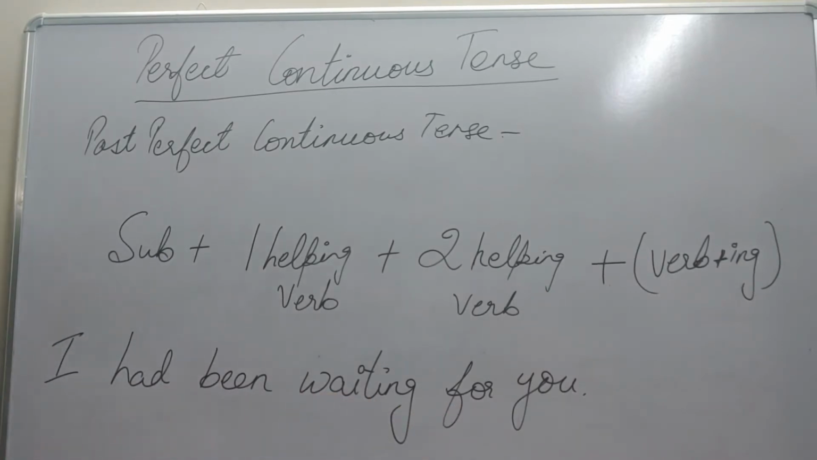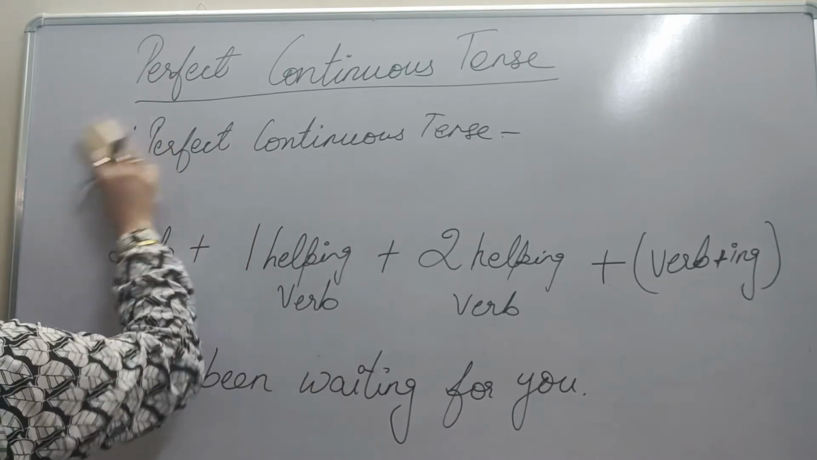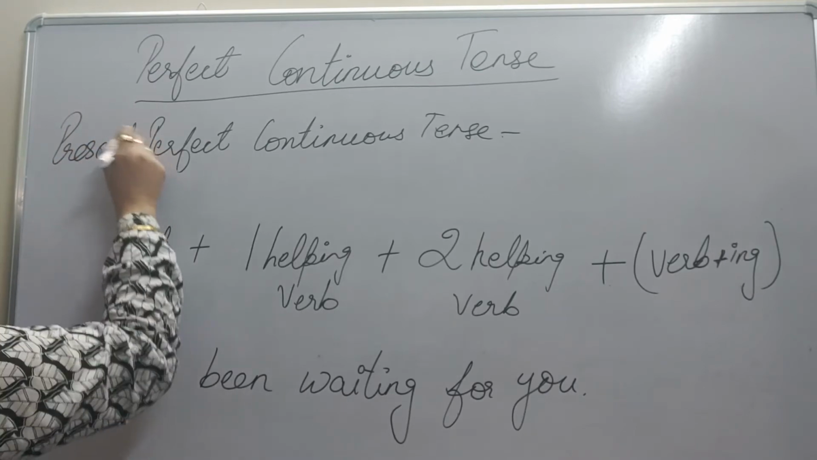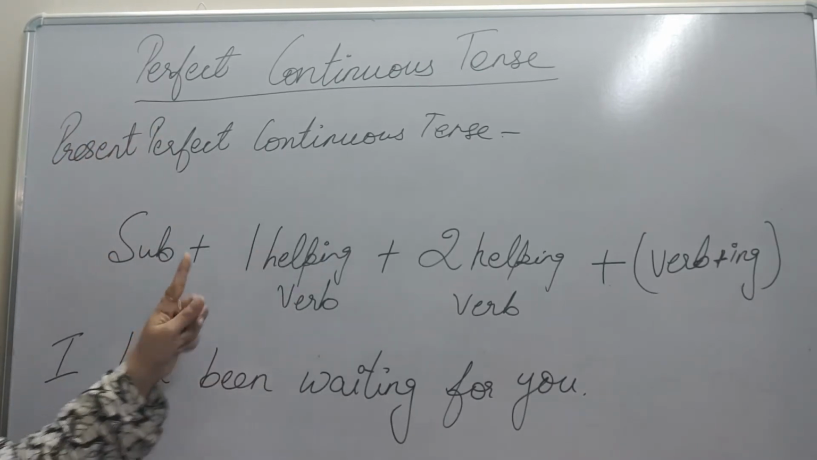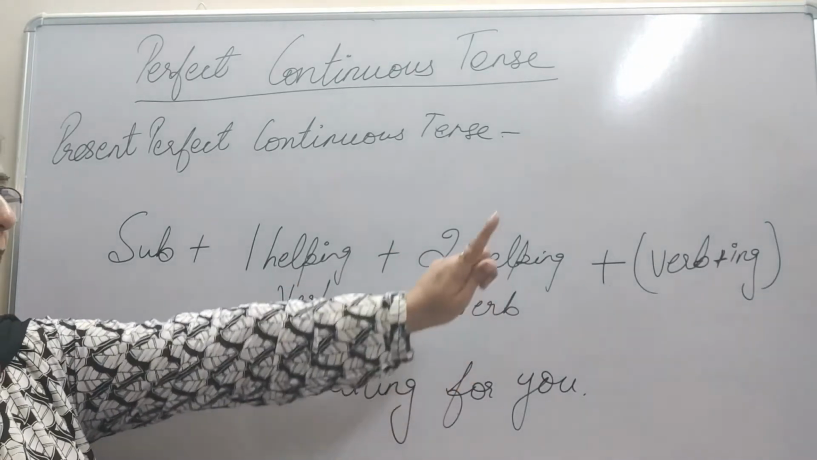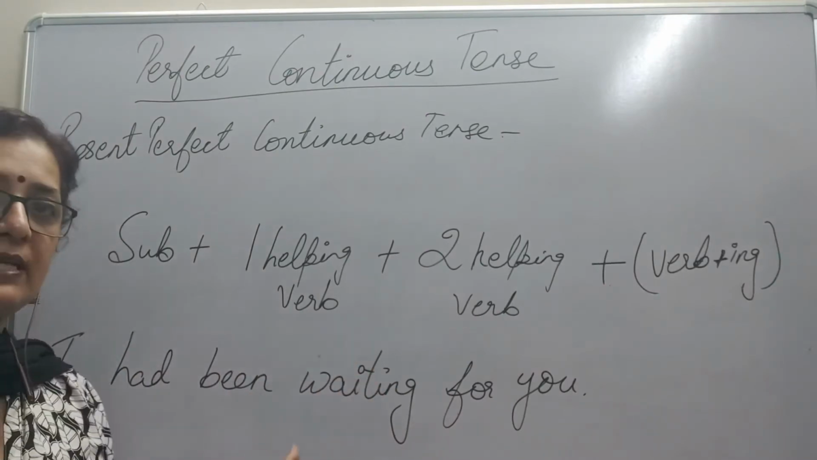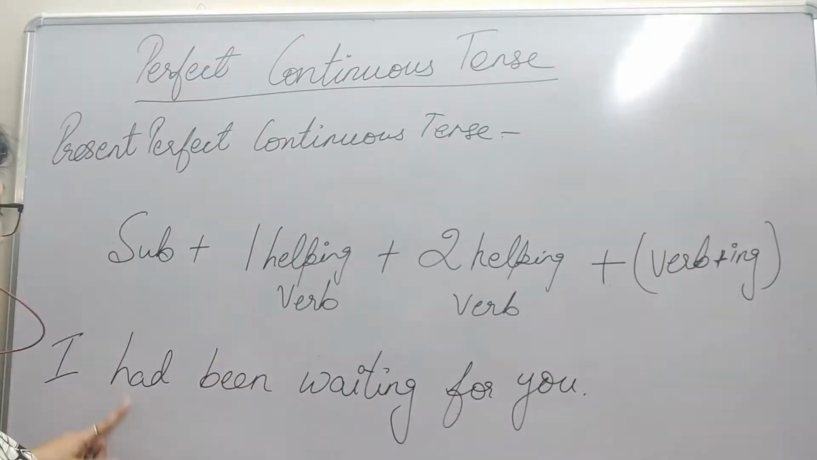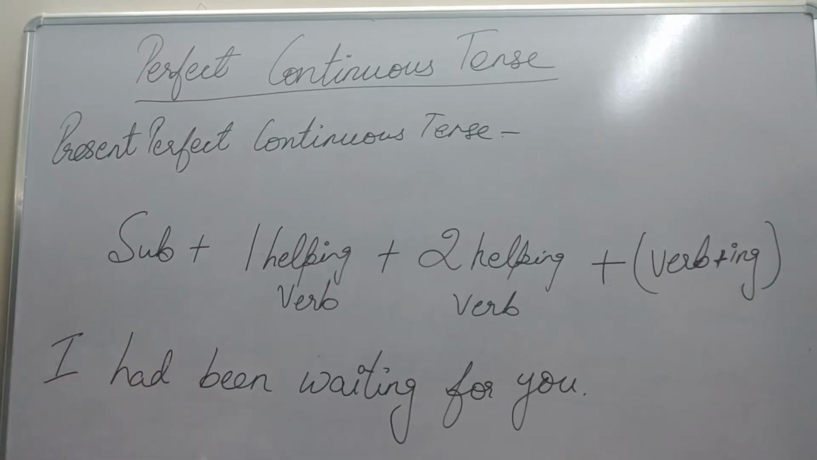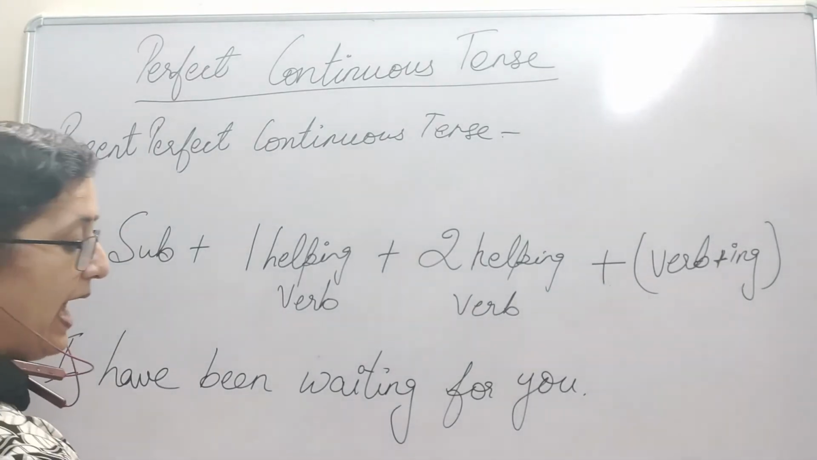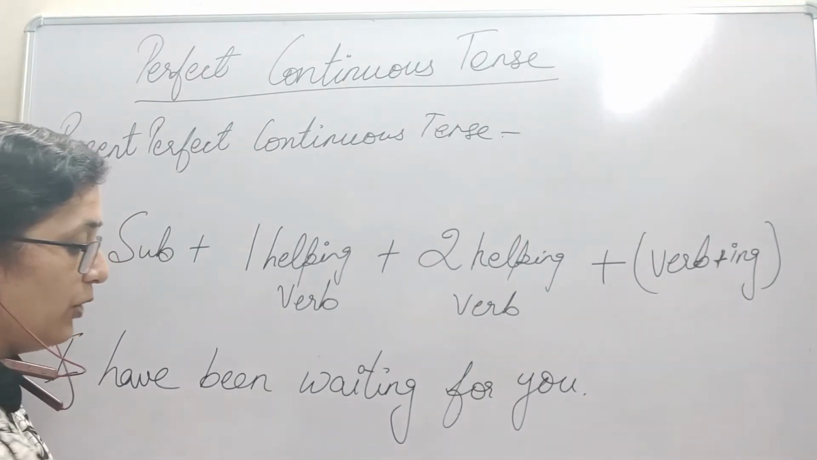Now in the similar way we can do it for the present perfect also. Just see, for present perfect continuous tense: subject, first helping verb, second helping verb and the verb in the ing form. Now if I want to keep the sentence the same but in the present form, what will change? This part. I have been waiting for you. Is that clear, children? Okay, now this becomes I have been waiting for you.